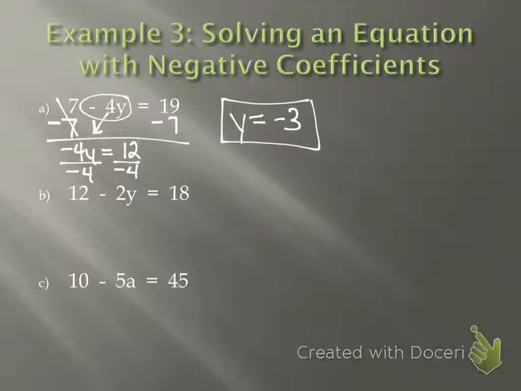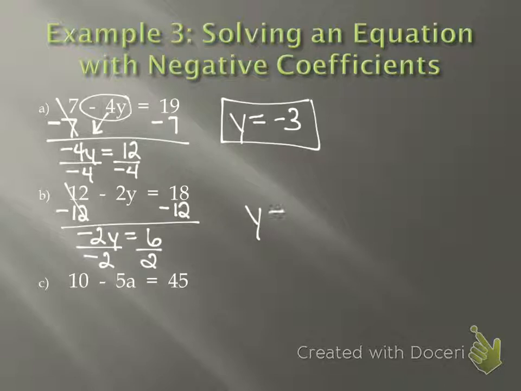Okay, so on B, what's the first thing I do on B? I need to subtract 12. Whatever I do to one side, do the exact same thing to the other. And now I bring down what's left. Negative 2y equals 6. I've got to rewrite my equation. And now what do I divide by? Negative 2, both sides. And y equals? Negative 3.